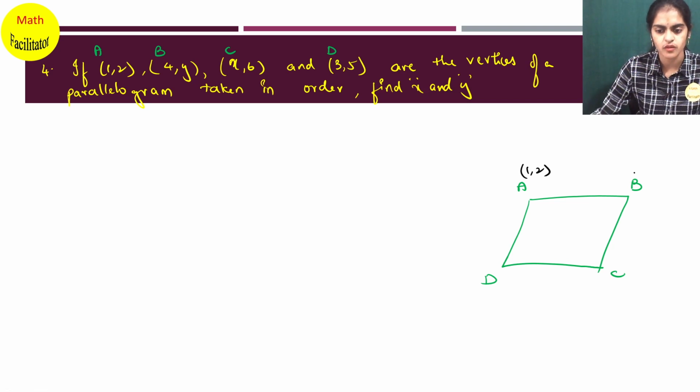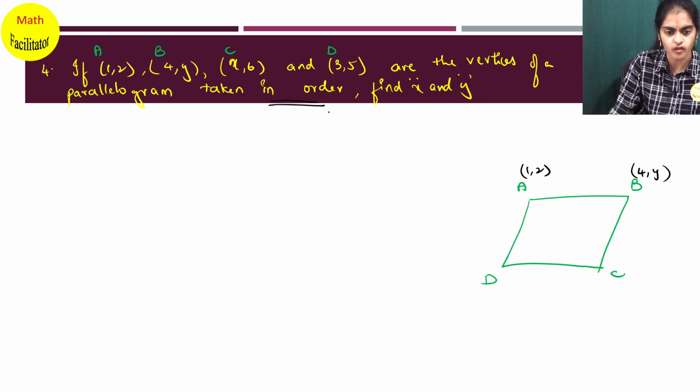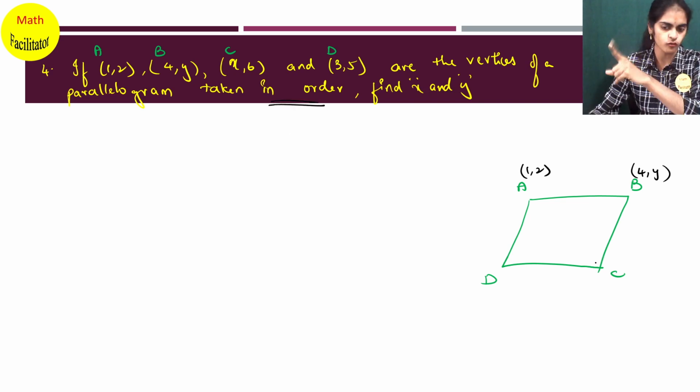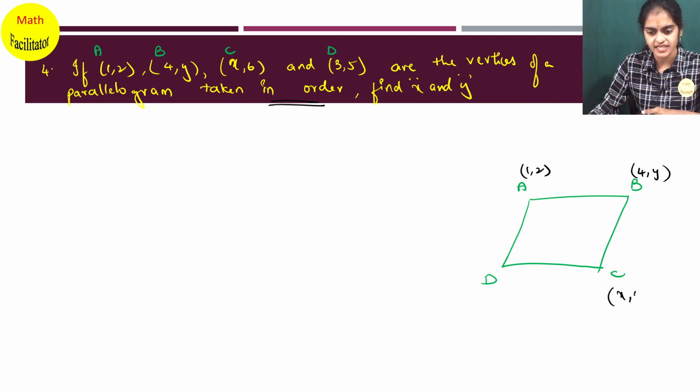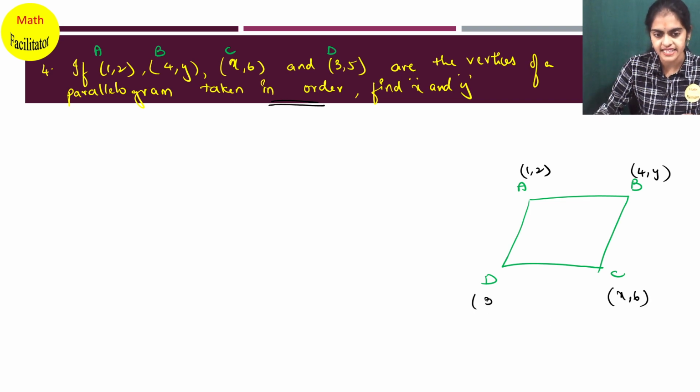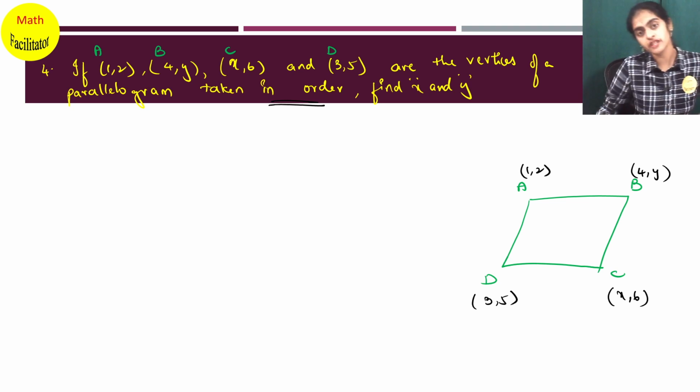A is (1, 2), B is (4, y). We have to take in order. It is given taken in order. So, you'll have to take in order (1, 2), (4, y), then C is (x, 6) and D is (3, 5). So, you need to find the value of x and y.